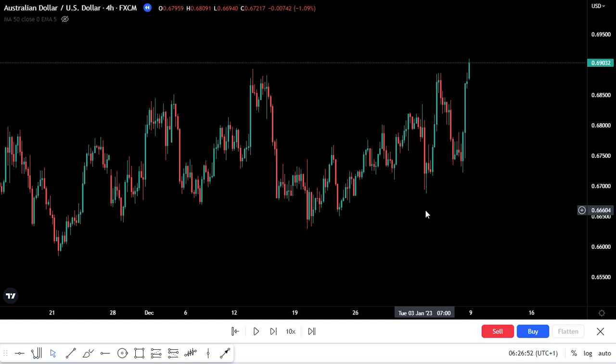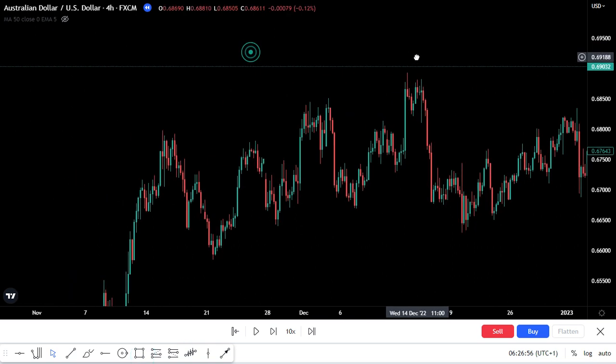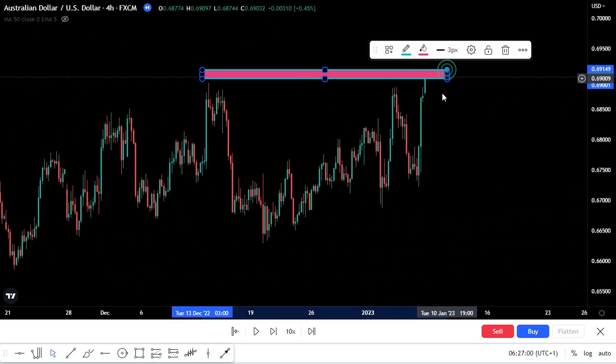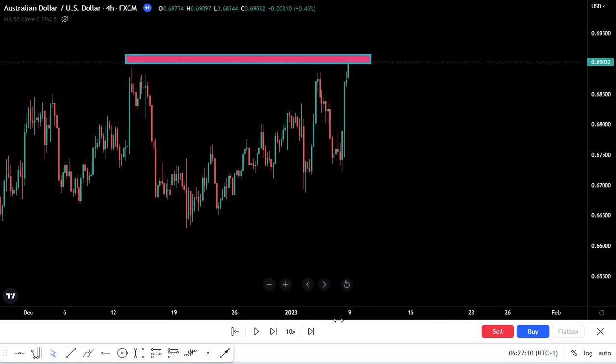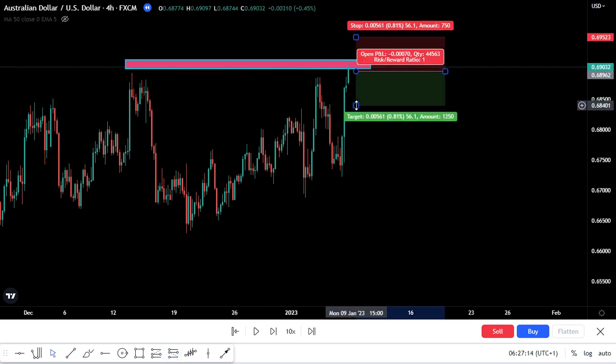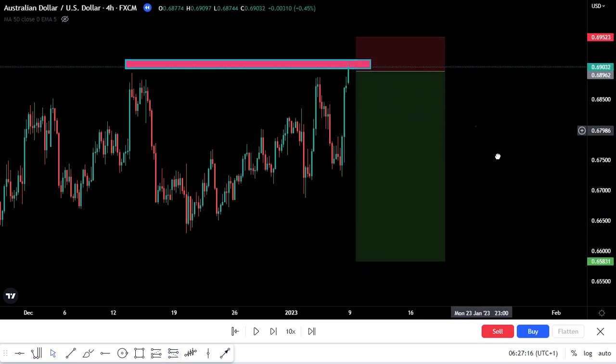Remember, I said you don't just enter a sell because the price is at a support level, right? Sorry, you don't enter a sell because the price is at a resistance level, and you don't enter a buy because the price is at a support level, right? So for the fact that the price is right here, you don't just enter here and say you want to sell.